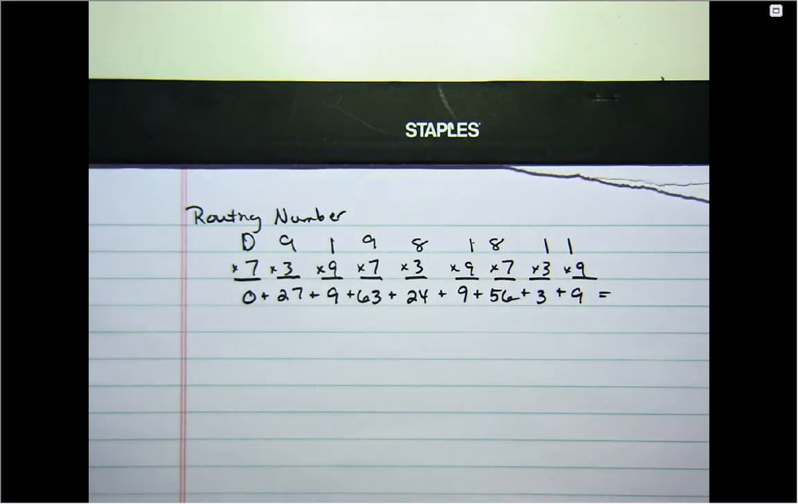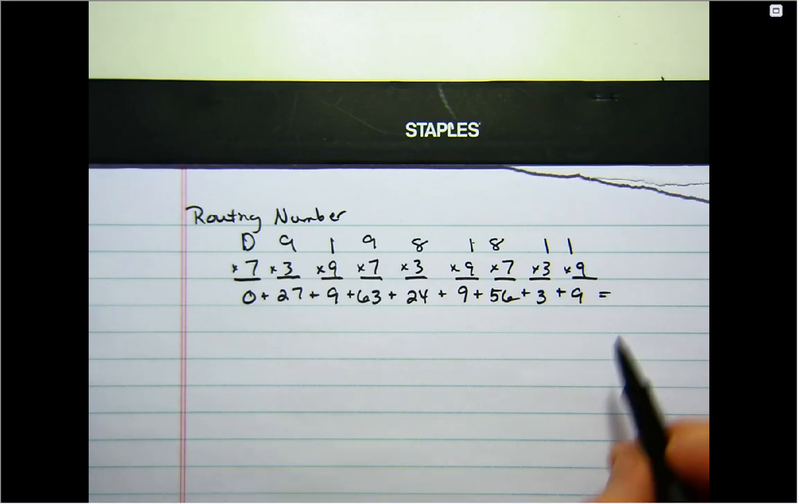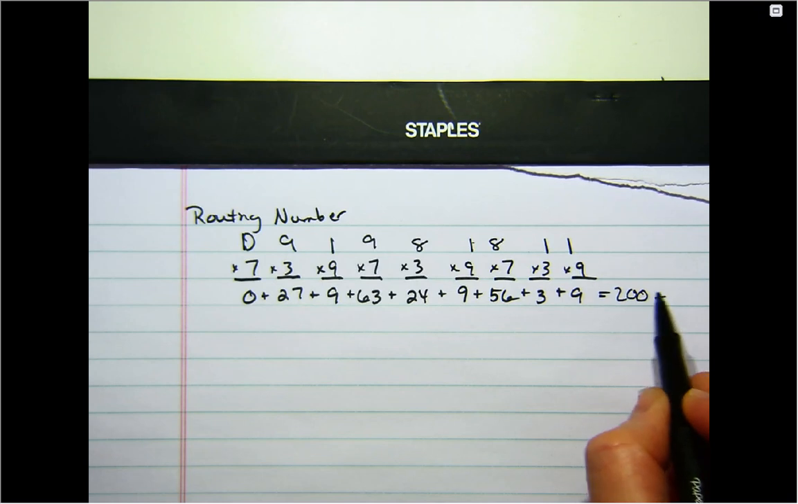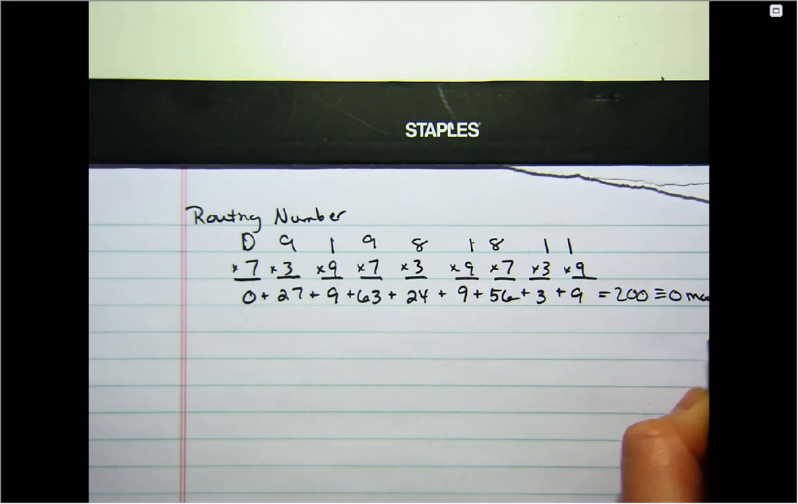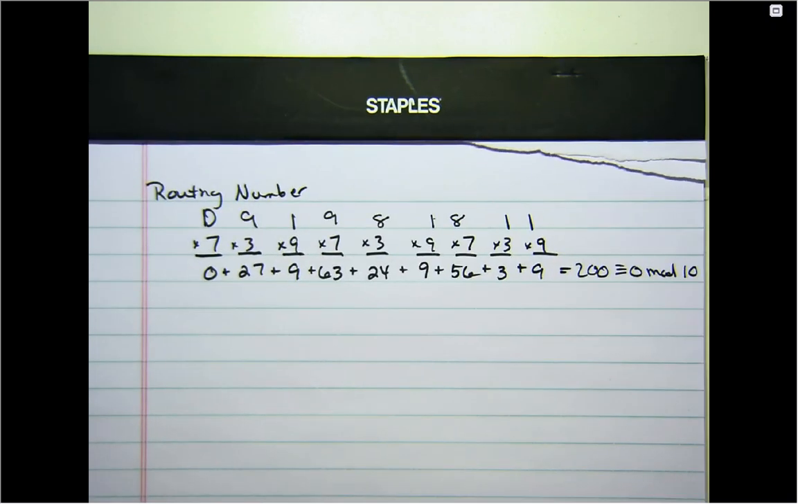What does that add to? 200. So 200 is 0 mod 10. So a little more complicated scheme for routing numbers because those need to be more secure.